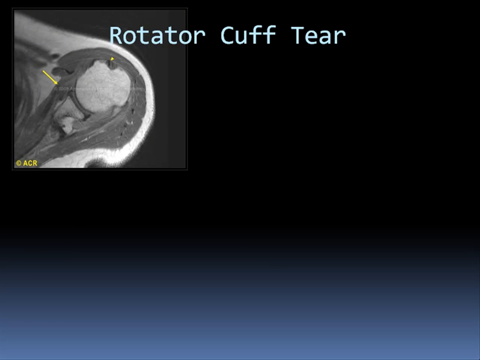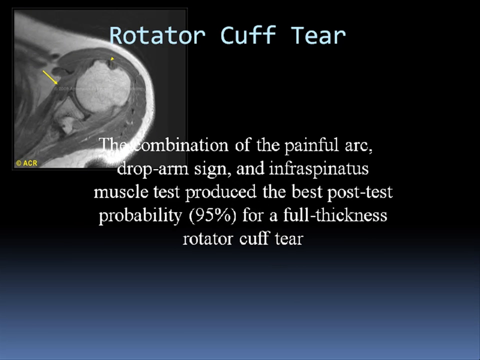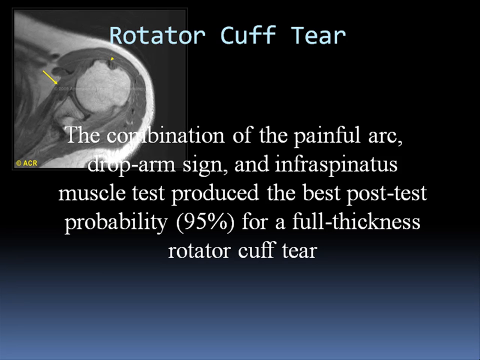Well, what about rotator cuff tears? Well, the combination of the painful arc, drop arm sign, and infraspinatus muscle test produced the best post-test probability, around 95%, for a full-thickness rotator cuff tear.